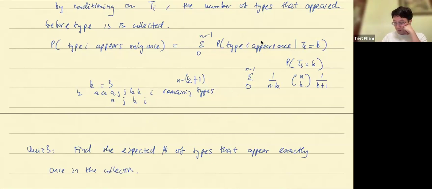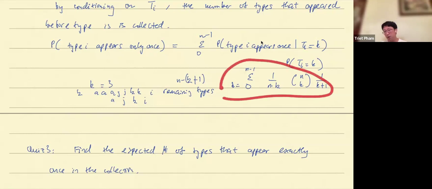So in the previous question, we found the probability that a particular type, type I, appears once in the collection. Now we want to find the expected number of types that appear only once. What's the answer? Well, this one is easy, because the answer here will be n times the answer in part A.